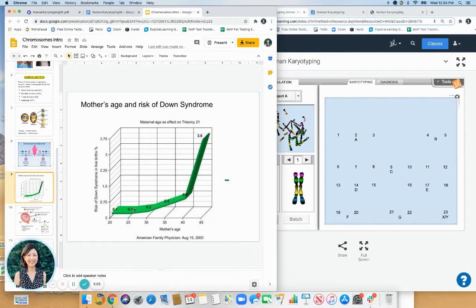Just interesting with Down syndrome, a mother's risk of Down syndrome is related to her age, because as she gets older, her eggs don't divide accurately. They make more mistakes as they're dividing. So notice as the mother passes 35, 40, her risk of having a child with Down syndrome increases.